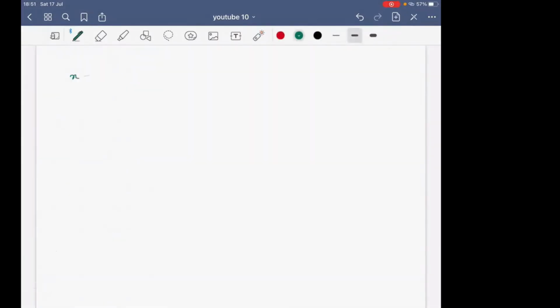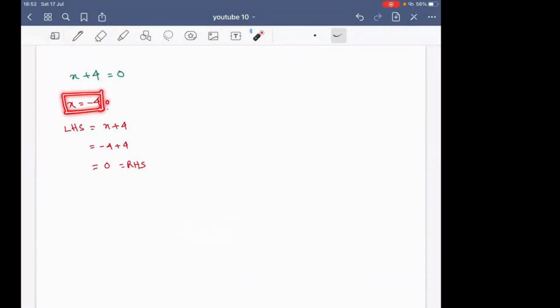Let's take x plus 4 is equal to 0. Let's take x is equal to minus 4. Then look at the left hand side. Instead of x, we are going to put minus 4. Minus 4 plus 4, as we can see, is equal to 0. So we get the right hand side. So as you can see, this x is equal to minus 4. This is called the root of the above given equation, x plus 4 equal to 0.